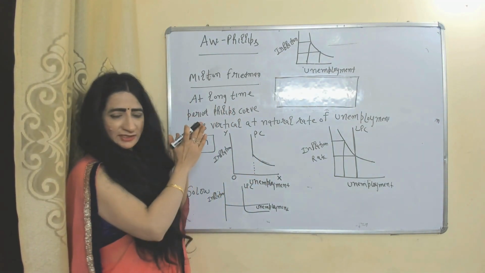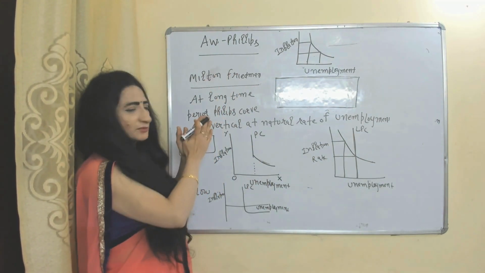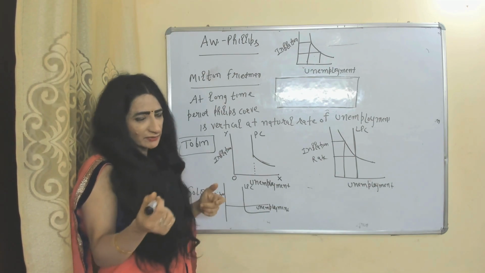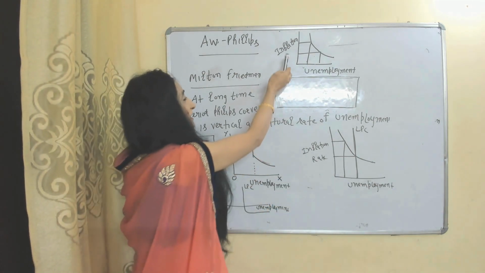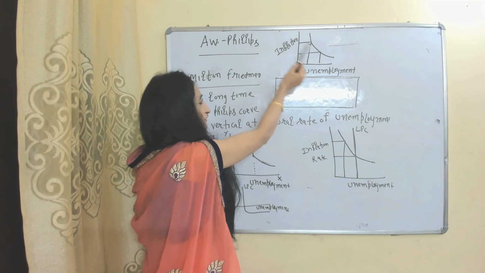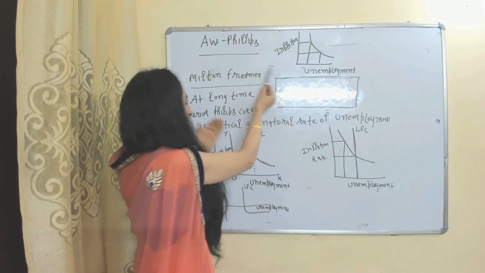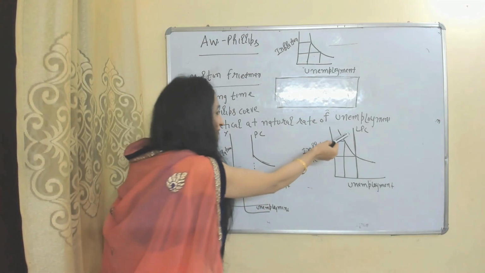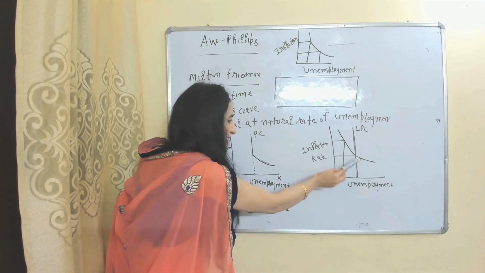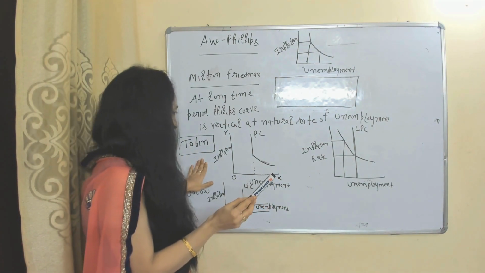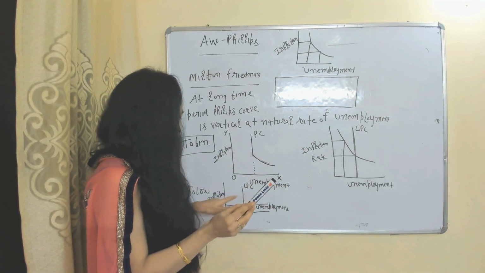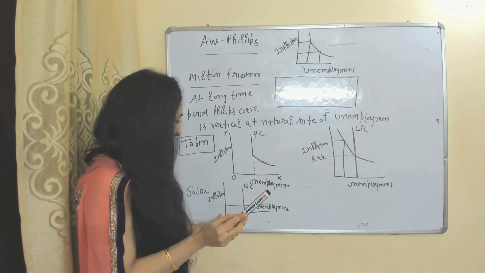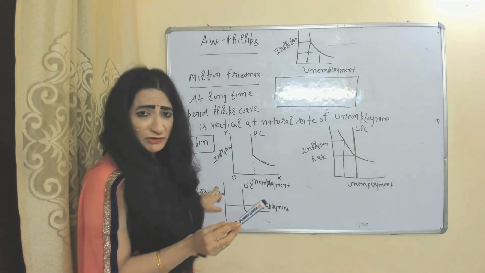We have already discussed about Phillips curve according to A.W. Phillips and Milton Friedman. First of all, concept of Phillips curve is given by A.W. Phillips. According to him, there is inverse relation between inflation and unemployment. But after that, Milton Friedman said at long time period, Phillips curve become vertical at natural rate of unemployment. According to Tobin, Phillips curve have kinked shape. According to Solow, Phillips curve become horizontal at negative inflation but vertical at positive inflation.